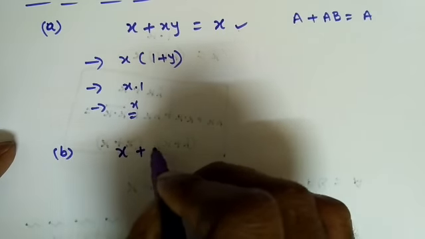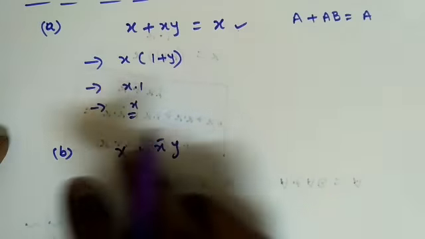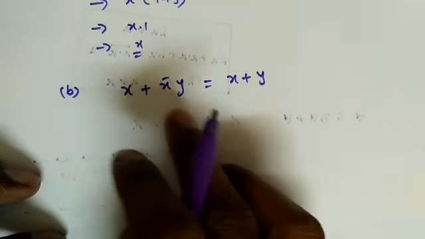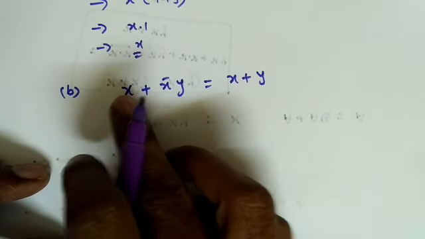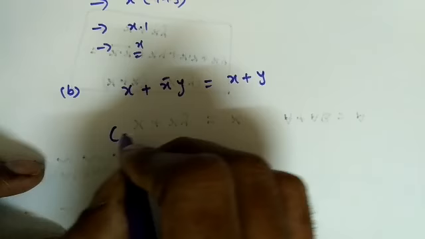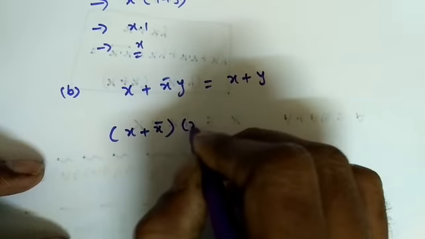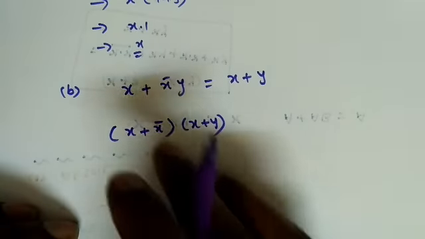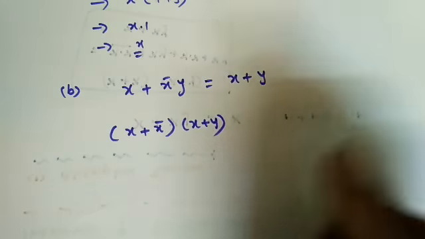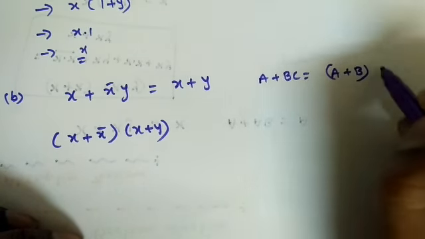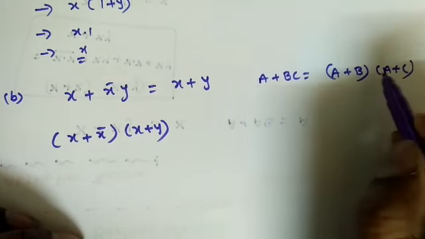Suppose it is x plus x bar y, this is also very important. It will become simply x plus y. We need to apply a distribution law here: x plus x bar y can be represented as x plus x bar into x plus y. Remember, this is very helpful when simplifying logical expressions. Similarly, a plus bc can be represented as a plus b into a plus c.